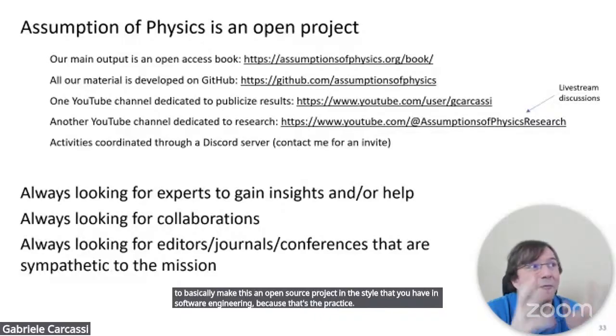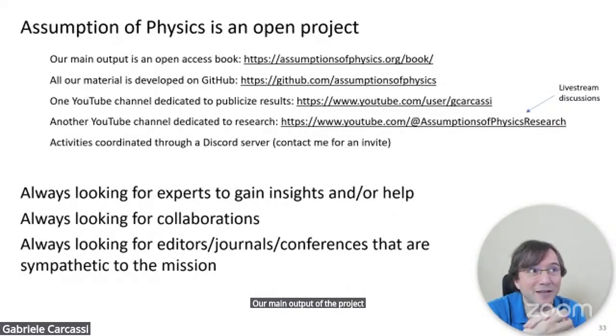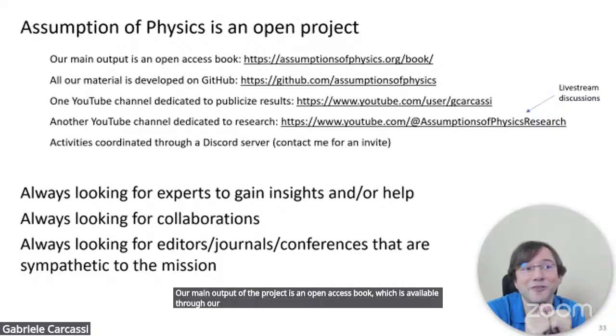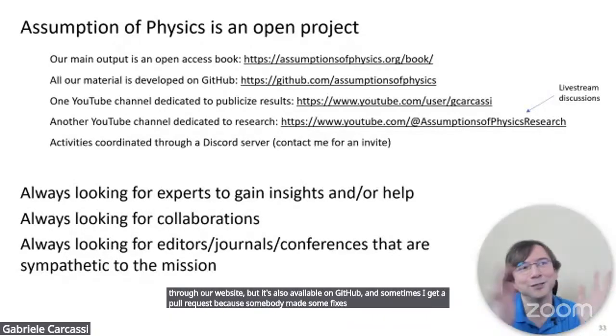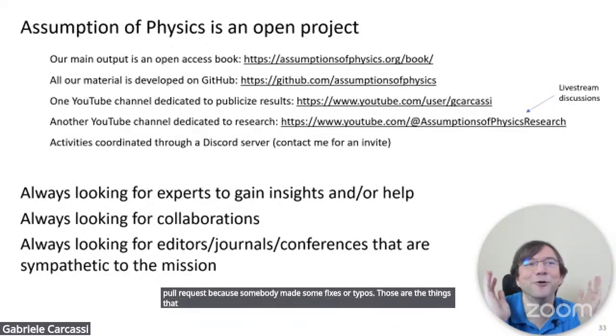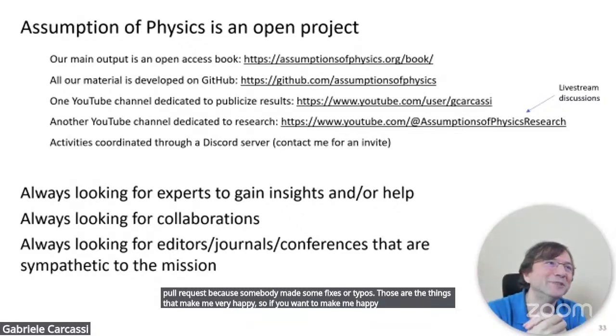So our main output of the project is an open access book, which is available through our website, but it's also available on GitHub. And sometimes I get a pull request because somebody made some fixes of typos. So those are the things that make me very happy. So if you want to make me happy, do those types of things.